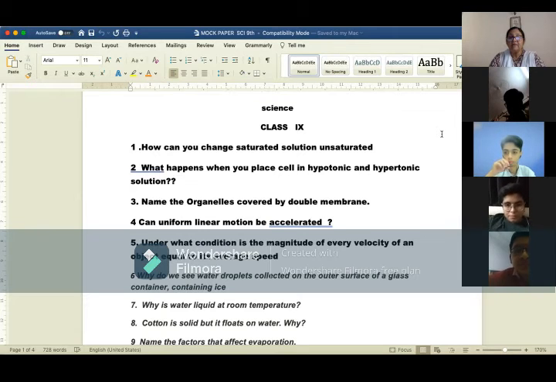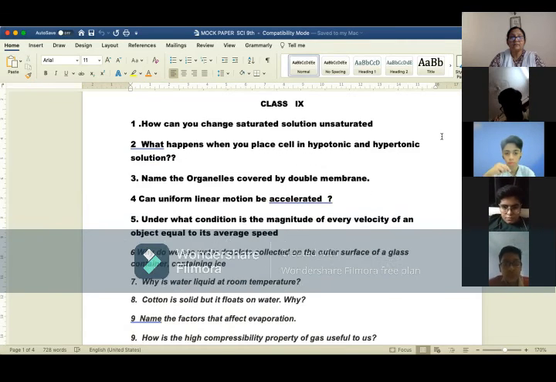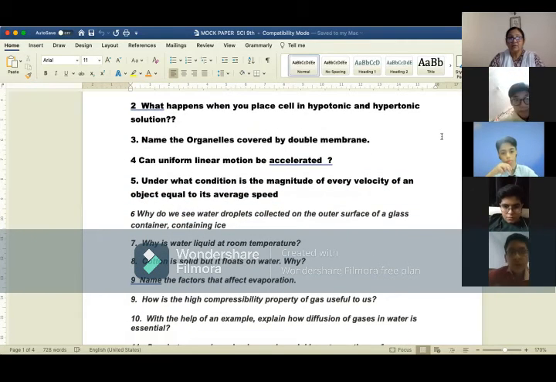Yes, ma'am. Then next question, why is water liquid at room temperature? Water is liquid at room temperature because it freezes at 0 degrees Celsius and boils at 100 degrees Celsius.